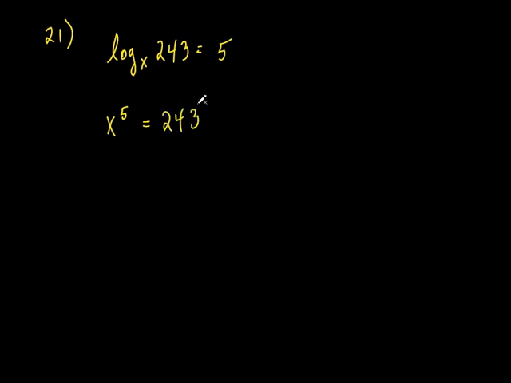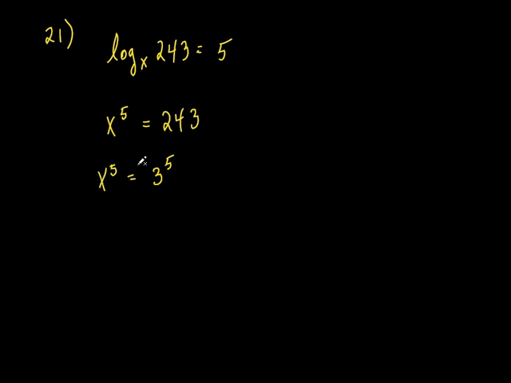Now this should look a little familiar to you, shouldn't it? Because we just finished doing one. Remember what 243 is? What is that? It's 3 to the what? 3 to the 5th. Now look at this. What to the 5th power is equal to 3 to the 5th power? What should x be in order for these to be equal to each other? It's got to be 3, right? Yeah, because this is 3 to the 5th. If they're equal to each other, this has got to be 3 to the 5th.